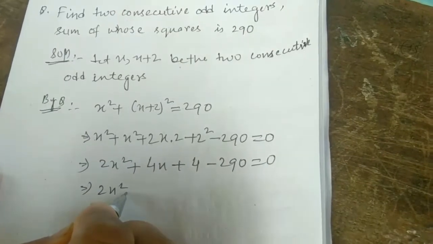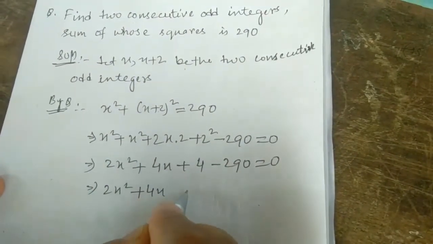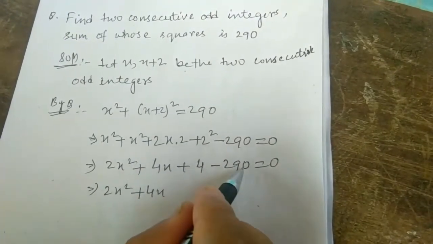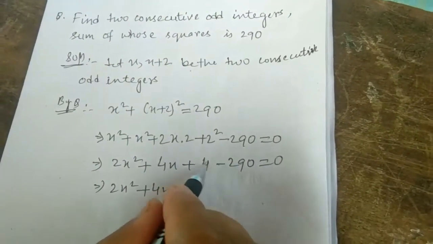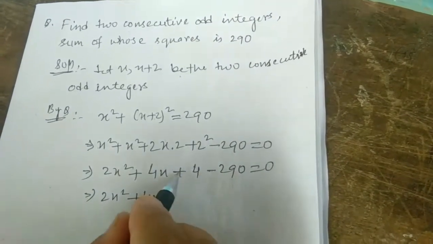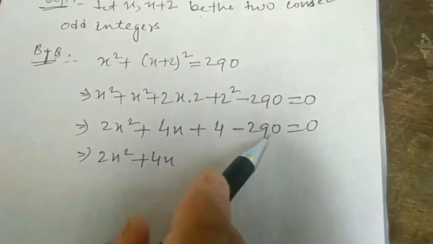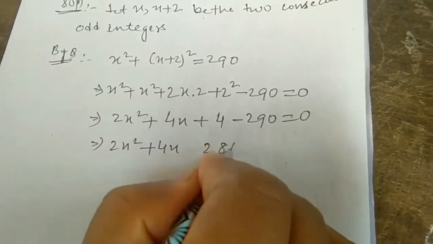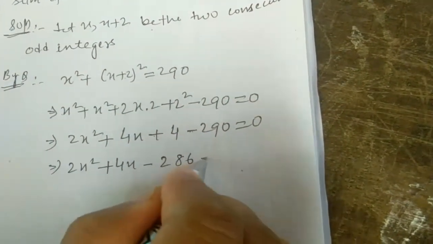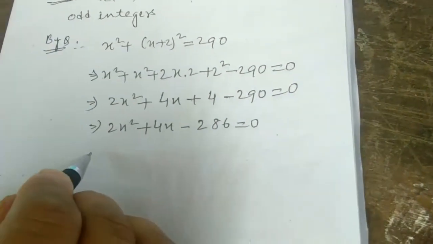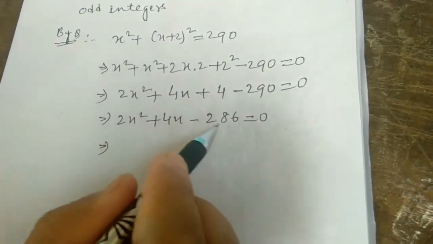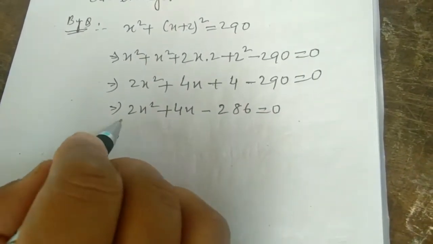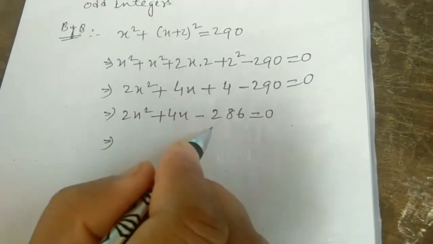Twice x square plus 4x. See the constant terms: here it is 4, here it is 290. One is negative, the other positive, so you have to subtract. 290 minus 4 is 286. This is greater, so the sign is minus, equal to 0. Again, you can divide both sides by the smallest common number, this 2. You must divide to make the problem shorter and smaller.